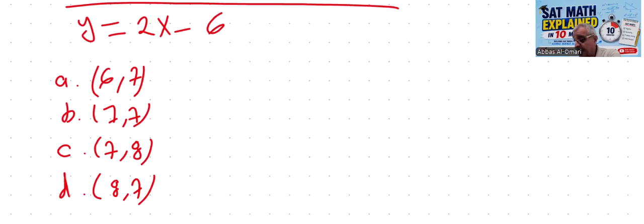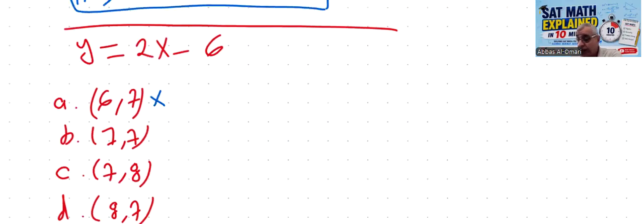So let's start with the first point, 6 and 7. So x equals 6. So 2 by 6 is 12, minus 6 is 6. So this is wrong. This is 6 and 6. In the second point, x is 7. So 2 by 7 is 14, minus 6 is 8. So this also does not satisfy.